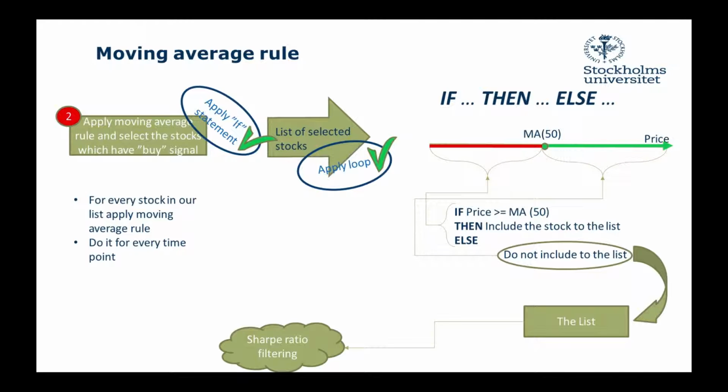So after we have calculated this, we're going to take a look at how the moving average strategy will look. As we have talked in our basics video about the if then else rule, you can recall that we're applying if then else, and if the price is more or equal than the moving average for the last 50 days, then we're including the stock to our list. Otherwise, we do not include the stock to our list. And let's take a look how we are going to do it.